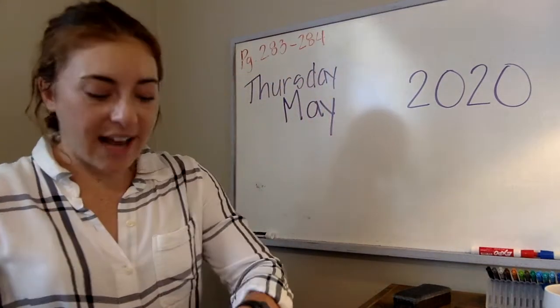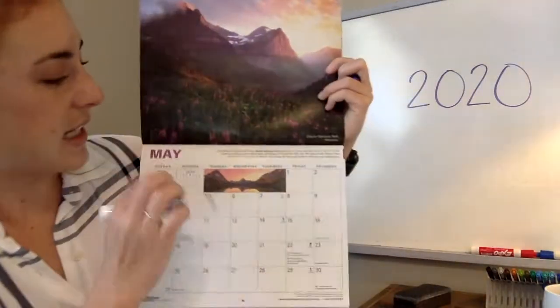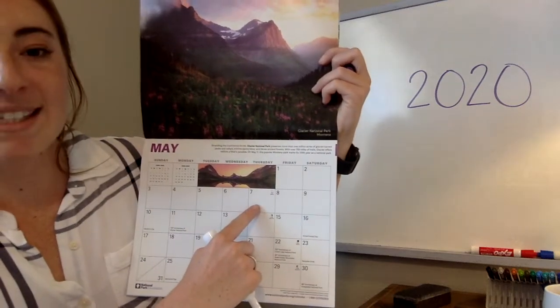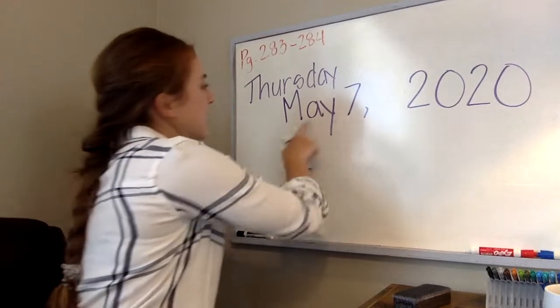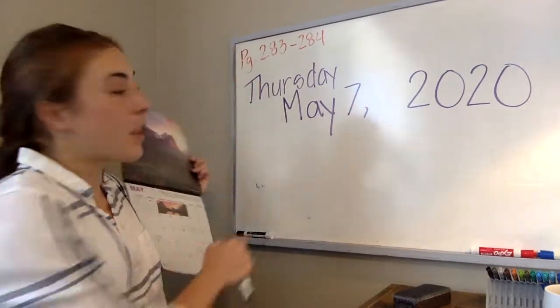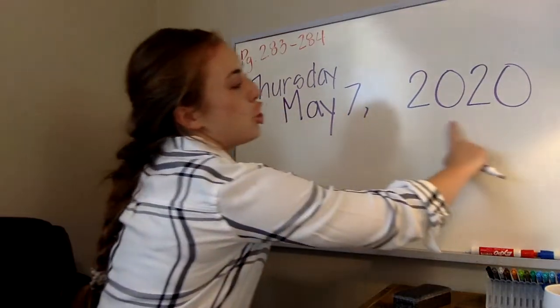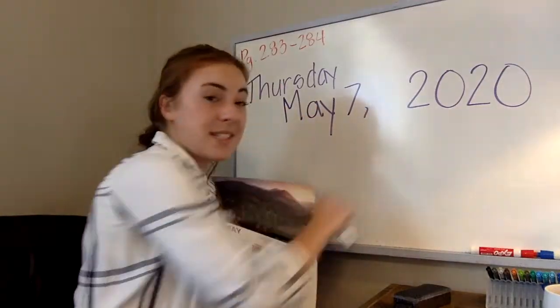And let's check our calendars to see what date it is. Today is Thursday, May 7th. So we'll say Thursday, May 7th, 2020. Can you say that? Thursday, May 7th, 2020. Do you know what this big number means?